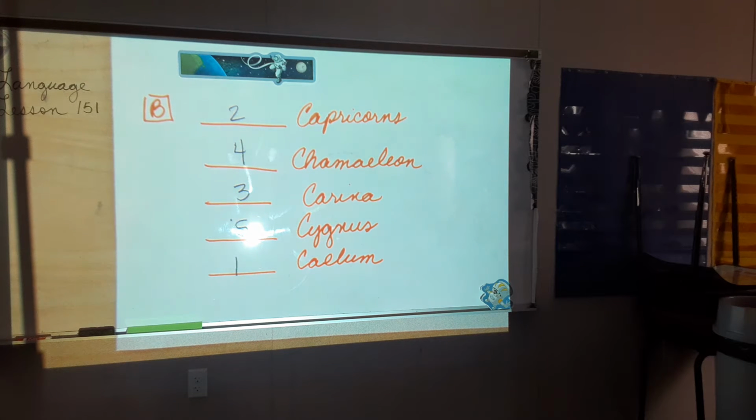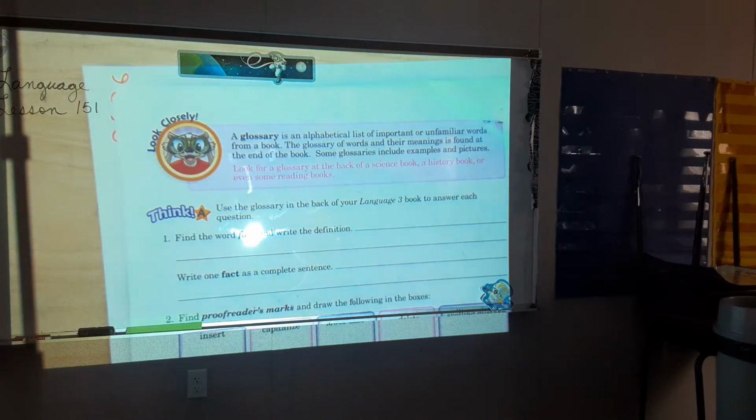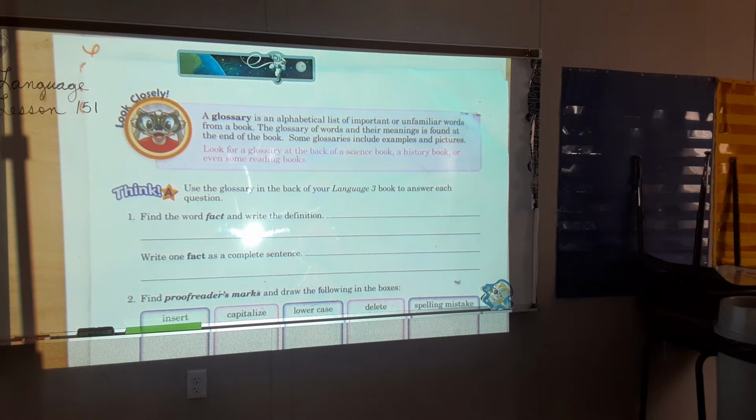Let's move on to our page. Our page is lesson 151. And at the top it says glossary. A glossary is an alphabetical list of important or unfamiliar words from a book. A glossary of words and their meanings is found at the end of the book. Some glossaries include examples and pictures. Look for a glossary at the back of a science book, a history book, or even some reading books. Even our math books have a glossary.